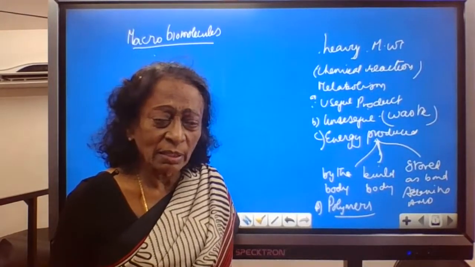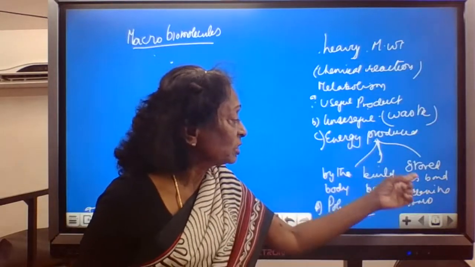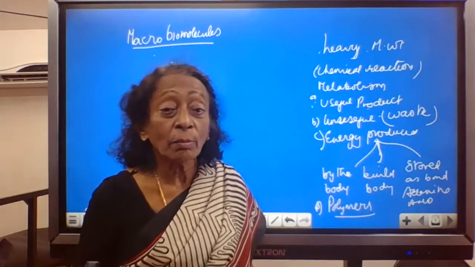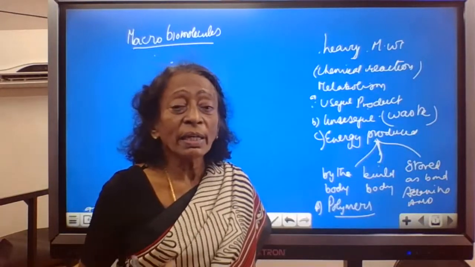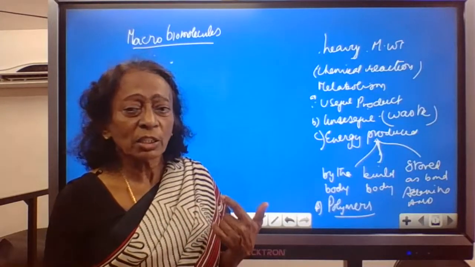So metabolism can be a breaking down process. If you store the energy by a chemical reaction, you are producing a lot of energy. Energy is available, you are storing it. When you are breaking, automatically anabolism and catabolism. Anabolism is building up, catabolism is breaking down.